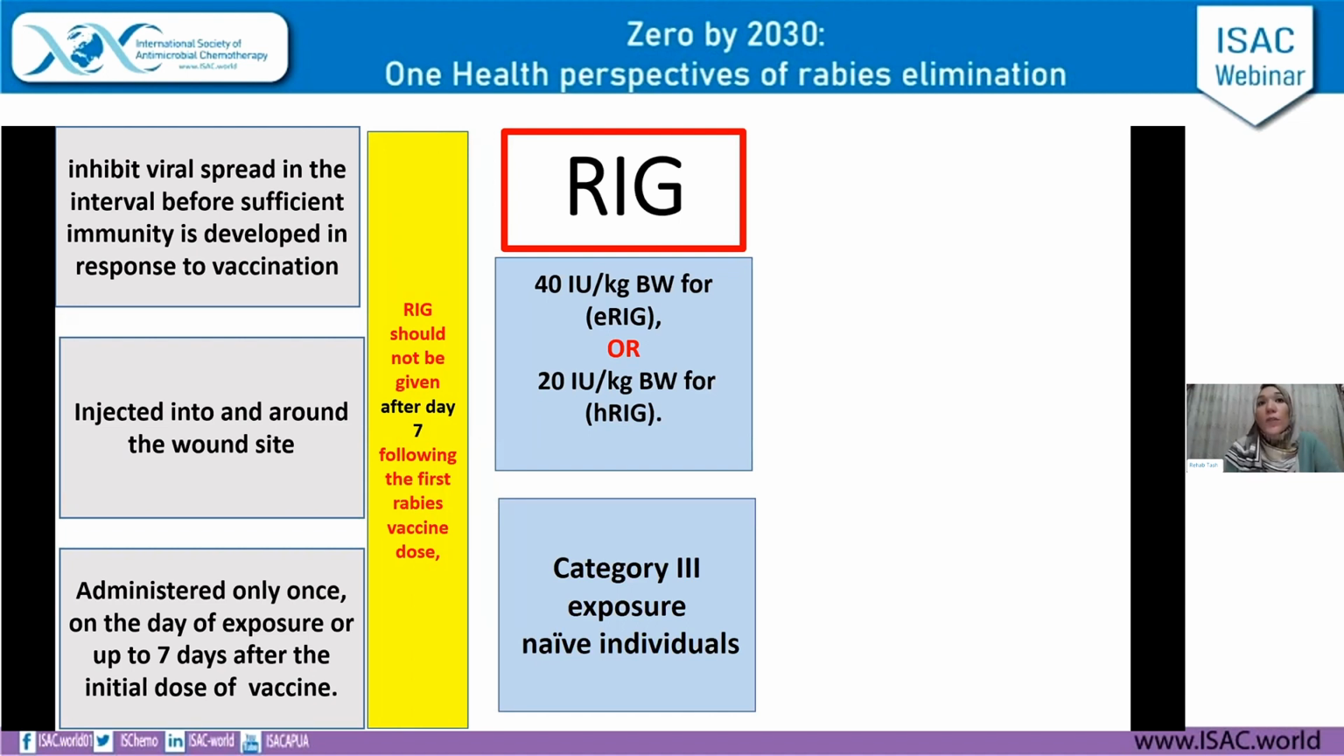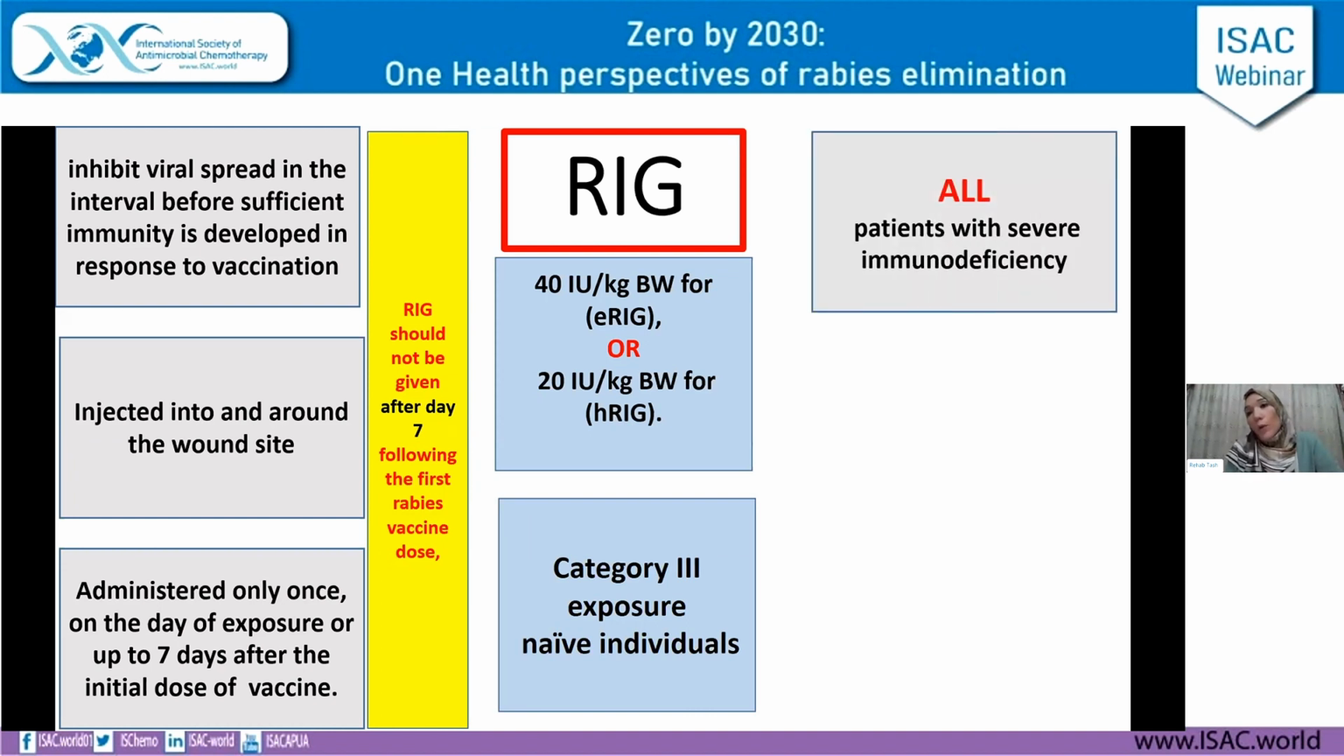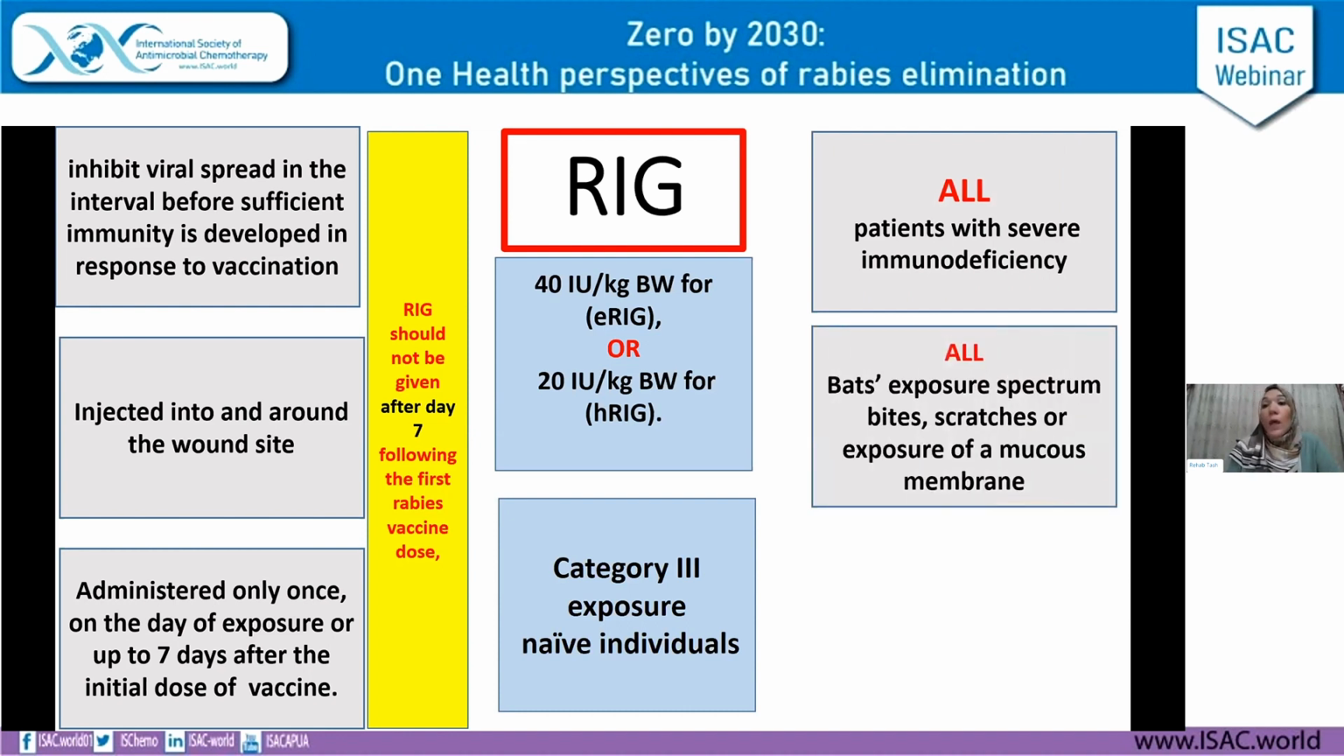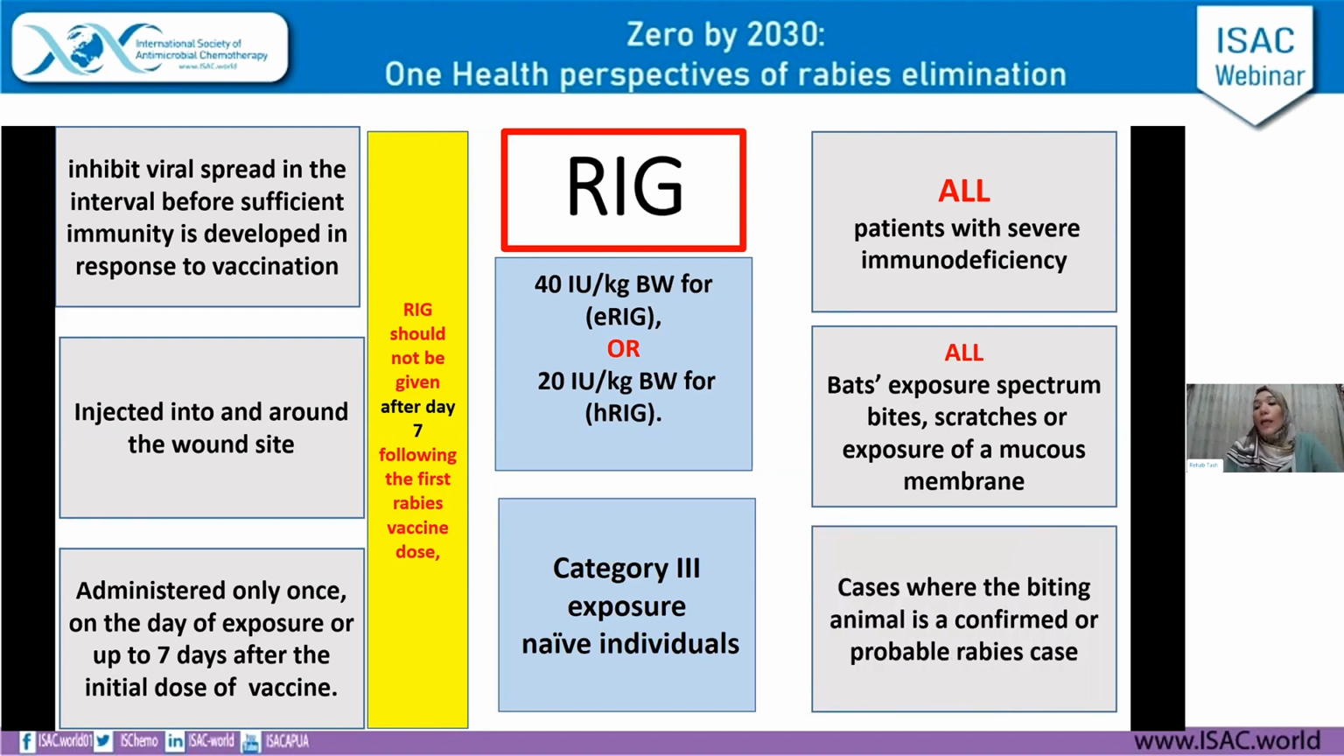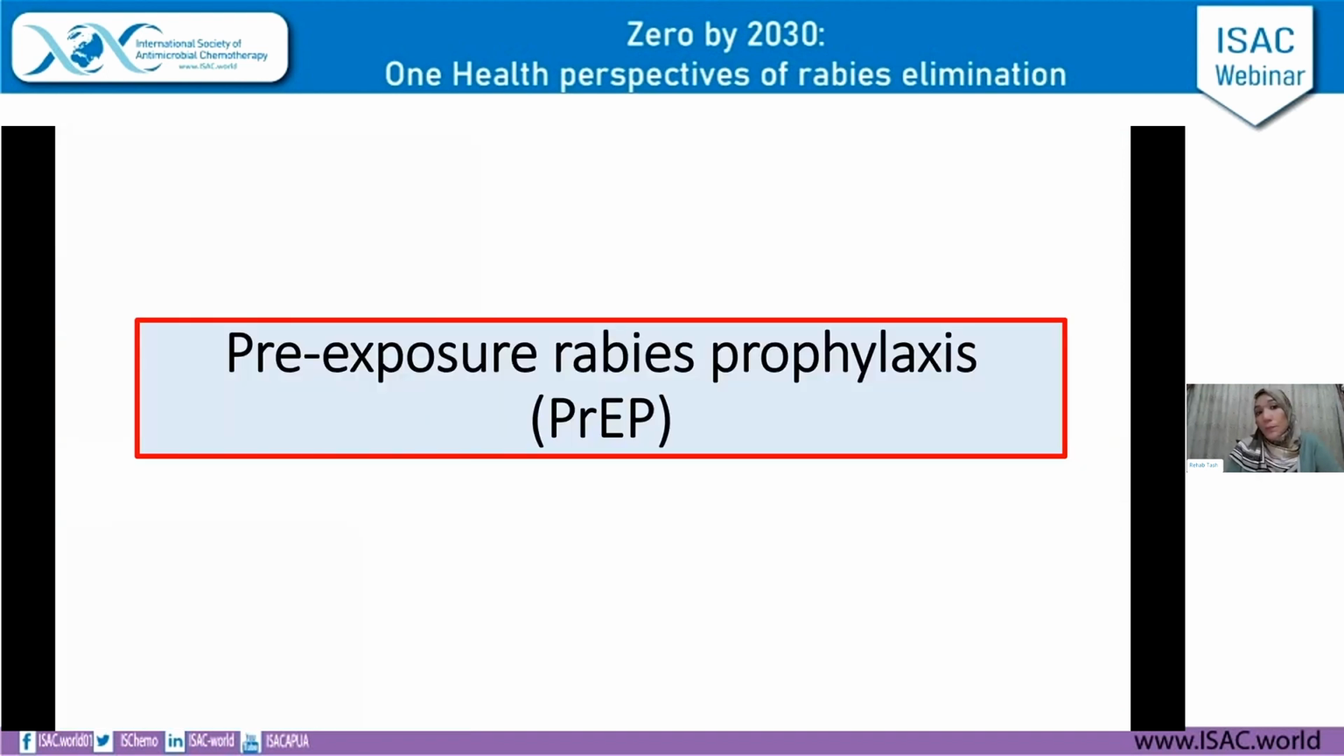The neutralizing antibodies of the vaccine given on day 0 are rising in the serum of the patient. However, for all patients with immunodeficiency, whatever the risk of exposure, give rabies immunoglobulin. All bat exposures, again, bats come with their risk: all bat exposure, bites, scratches, even aerosol exposure to mucous membrane, give rabies immunoglobulin. And if the animal is a confirmed or probable case by lab, give rabies immunoglobulin, whatever the wound condition, whatever the category or risk.